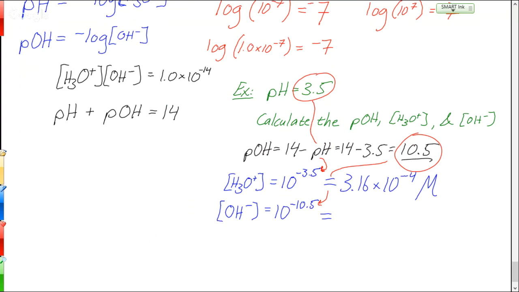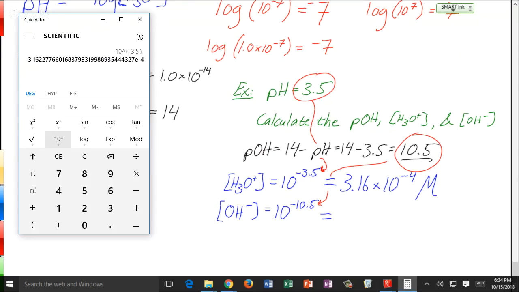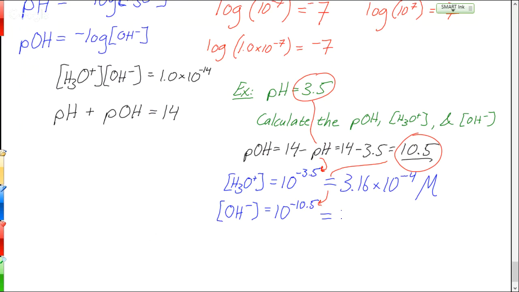Got it? It's tricky because there are negatives in the exponents, but it's going to be smaller. Yeah, it's going to be several orders of magnitude smaller. So let's do that. 10.5 negative, and then raise to the power of 10. 3.16 times 10 to the minus 11 molar. That's how you can calculate all those different things given one of them.